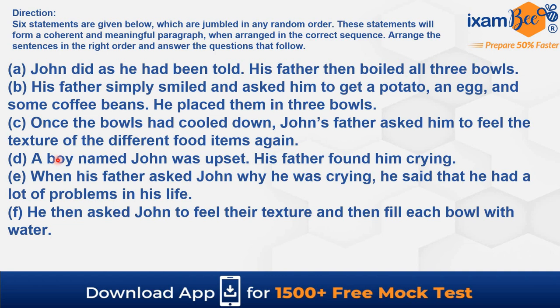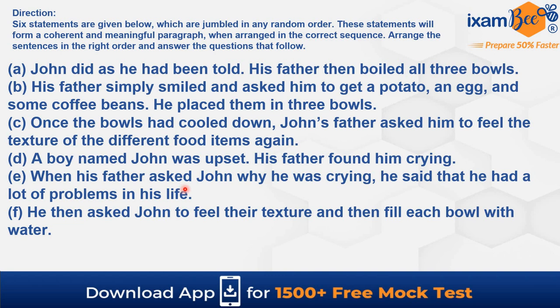Then perhaps his father did something. So what did his father do? See, you come to E. It says, "when his father asked John why he was crying," right? In the first sentence, we are just told about the state of the boy and the situation when his father found him crying. And then in E, it elaborates and expands the story, telling us that his father asked him the reason or the cause of his crying. So he said that he had a lot of problems in his life. Here, in the same sentence, we are provided with the reason as well, why he was crying, because he had a lot of problems in his life, right? So E will be our second sentence here.